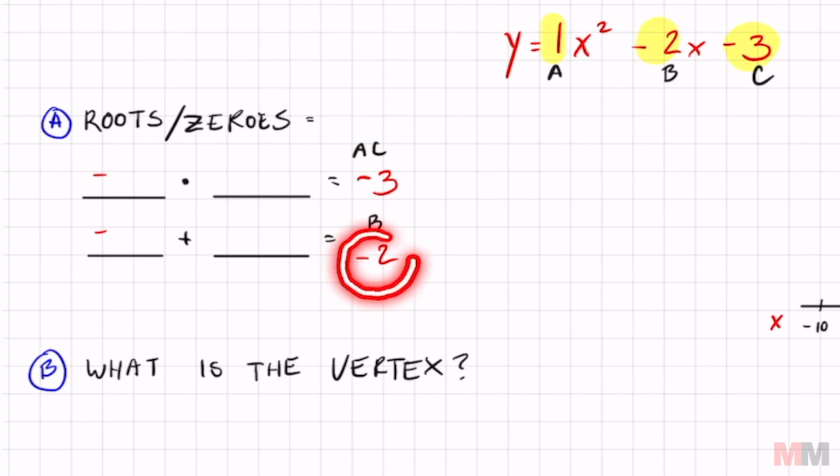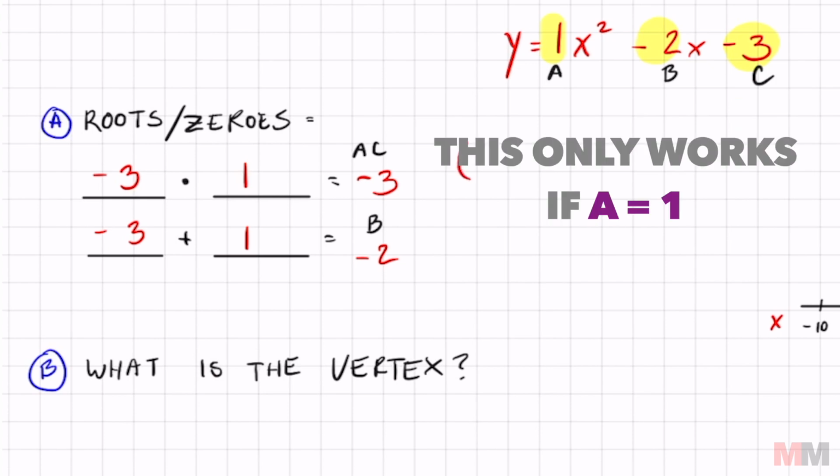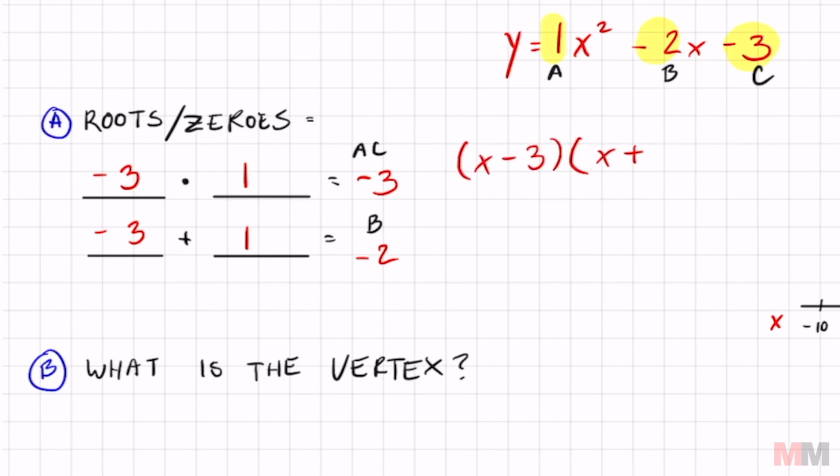And here's another clue that you got to look for. If this is a -2, then you know the negative number has to be the bigger one. So that's going to be -3 times 1. Those are my two numbers. And as long as your A, your leading coefficient, is a 1, then you can put those into those two binomials right away. X minus 3, X plus 1. Kabam. Super easy. And now we got that factored.